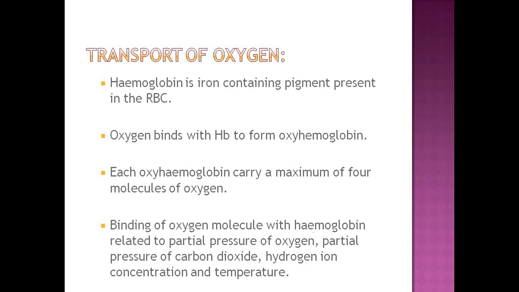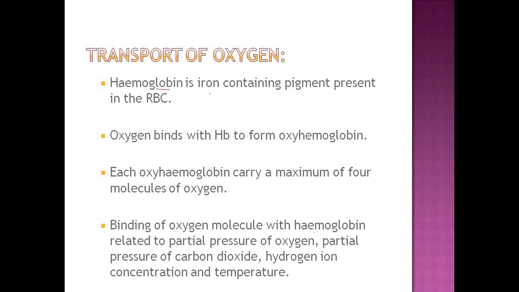Each oxyhemoglobin carries a maximum of 4 molecules of oxygen. That means one hemoglobin molecule can bind with 4 oxygen molecules. So they form oxyhemoglobin and transport it to the respective tissues. Binding of oxygen molecule with hemoglobin is linked with the partial pressure of oxygen. So this is the overall theme about oxygen transport. Now let's see what I have written here.